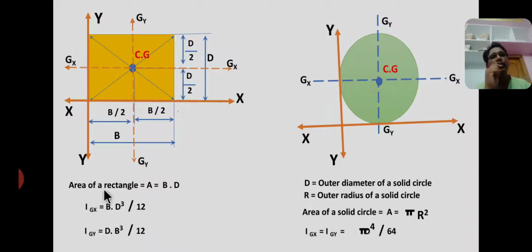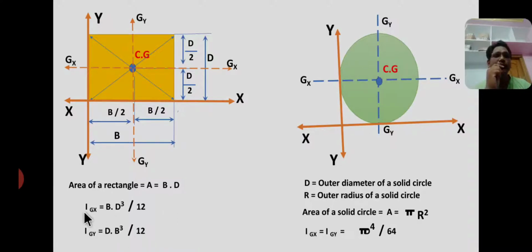Here the area of a rectangle, that is capital A equal to base into height, where capital B is the base and capital D is the depth or height of the rectangle. Therefore the area of a rectangle is base into depth, that is A equal to B into D. Okay, now the centroid lies at a distance from here to here of base by 2, that is x bar, and from here to here the distance is y bar. Okay, y bar equal to d by 2 and x bar equal to b by 2.